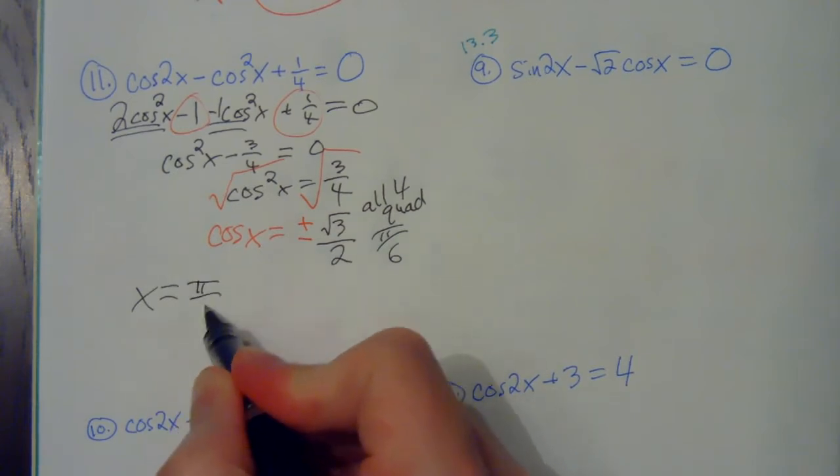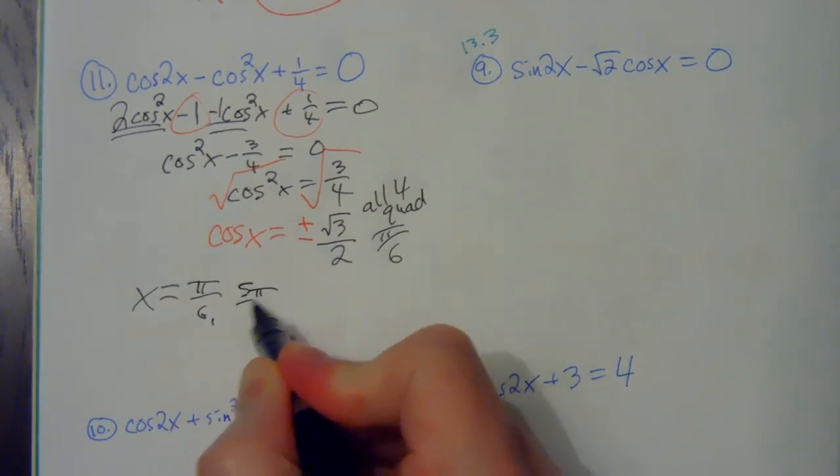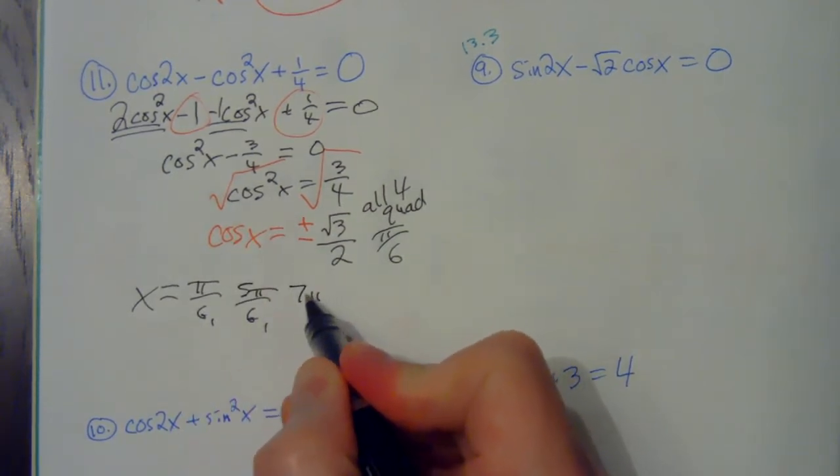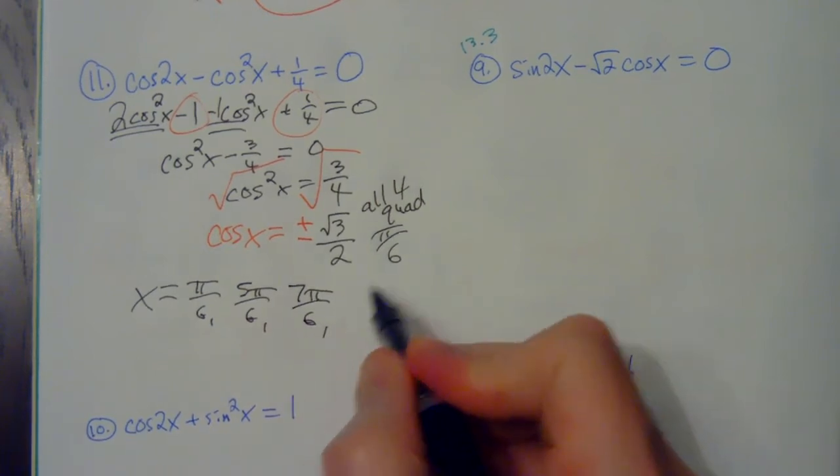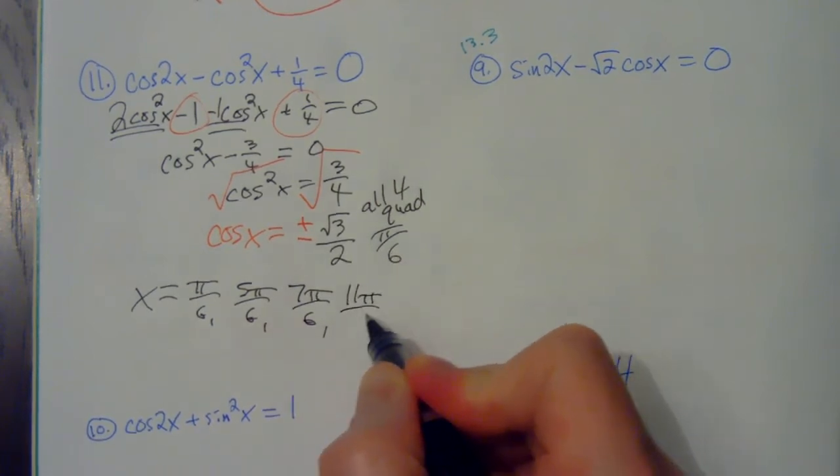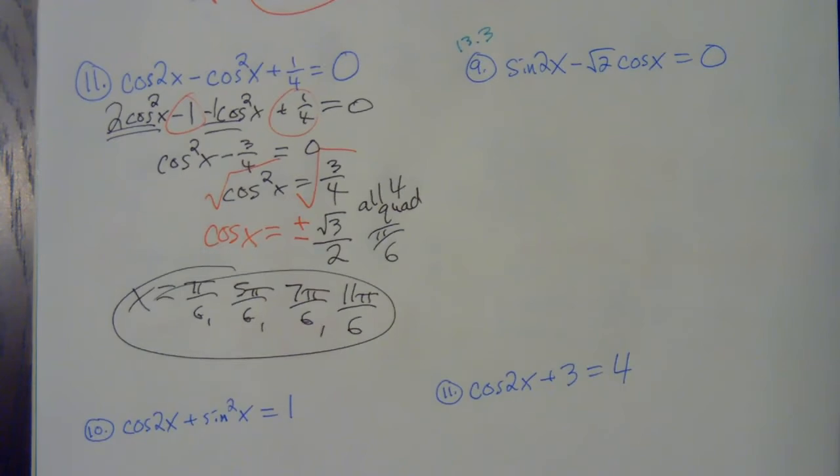So quadrant 1 is your reference angle. Quadrant 2 is 1 number smaller on top, 5 pi over 6. Quadrant 3 is 1 number higher on the top, 7 pi over 6. And then quadrant 4, double that, which is 12, subtract 1, get 11 pi over 6. And then you got 4 answers right there.